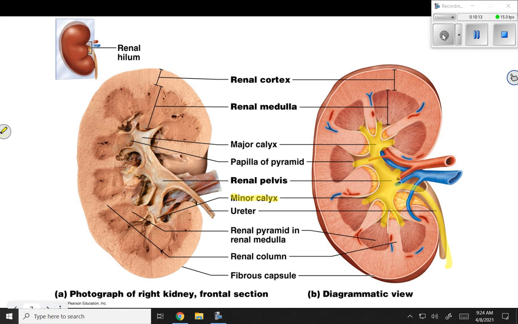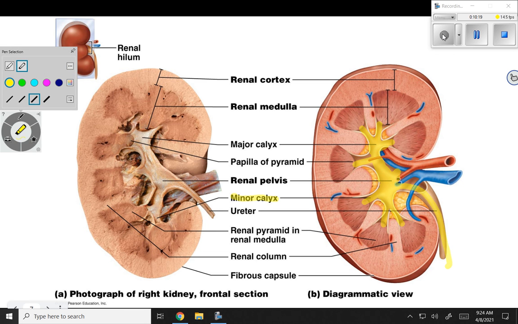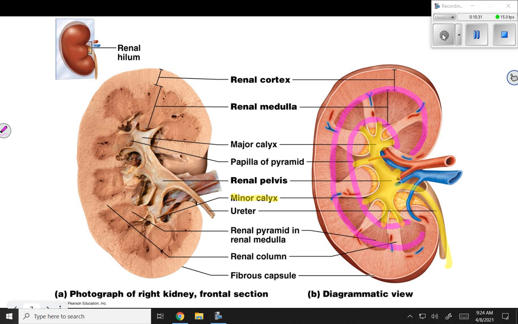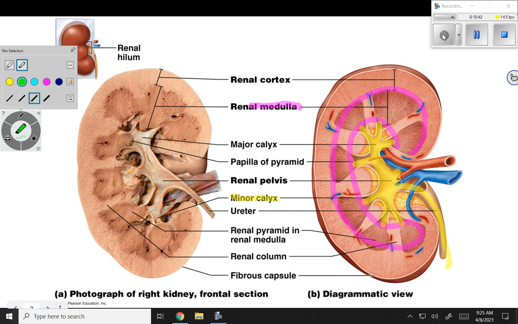And then you can see the renal pyramids. They really do have a pyramid shape. They're made of a whole bunch of lines. I'm going to trace around here and then trace around the outside. That is the renal medulla, the middle part that contains the renal columns and the renal pyramids. And then we have our outermost layer between here and here. That is our renal cortex.